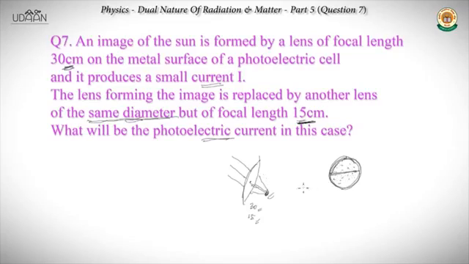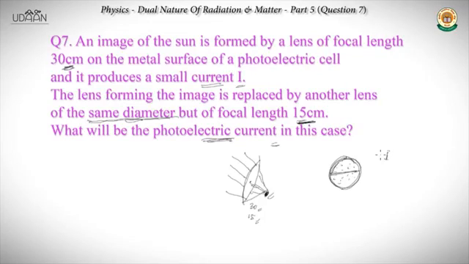And all of the rays would go and coincide at the focus, whether it be 30 centimeter or 15 centimeter, doesn't really matter. Because all the rays would coincide at that point, the intensity would remain the same. So intensity is directly proportional to photoelectric current. If it is I here, it will be I here as well. So the answer would be I.